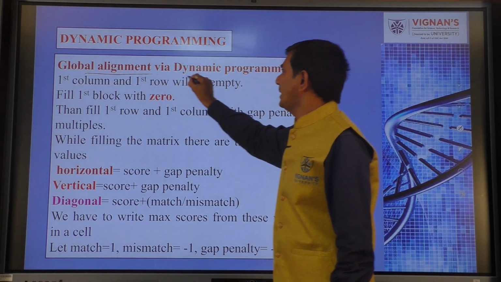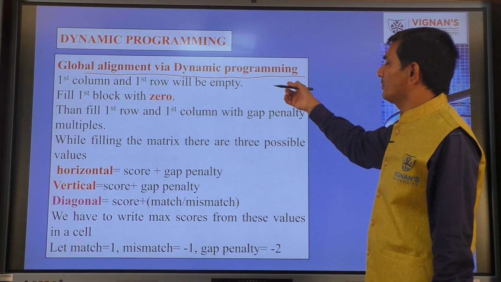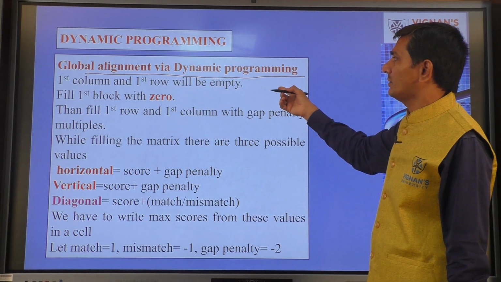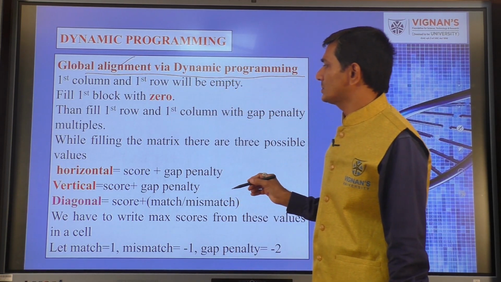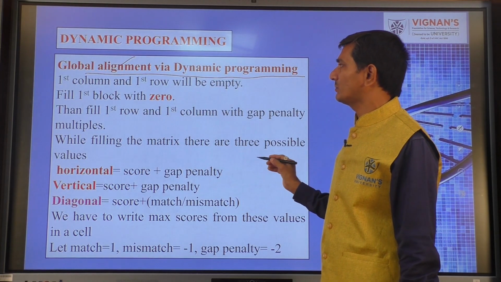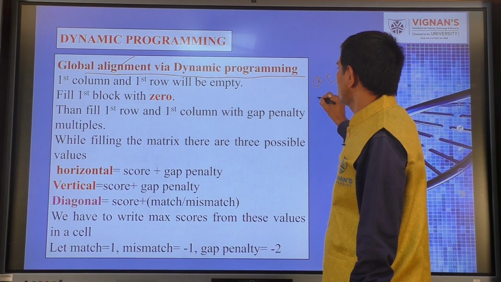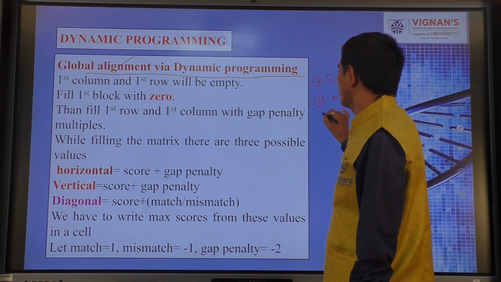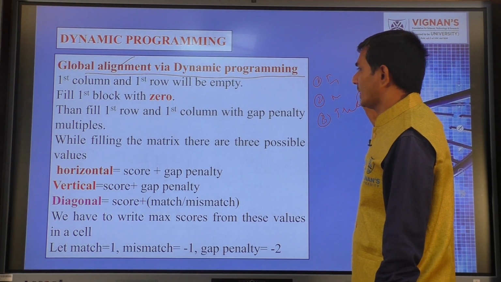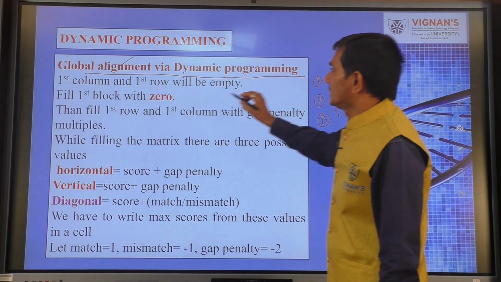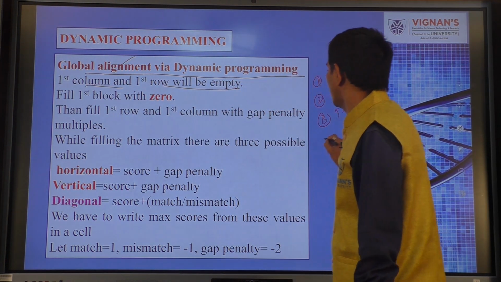Global alignment via dynamic programming. As we discussed in the previous slide, dynamic programming is defined as alignment of a pair of sequences either globally or locally using the Needleman-Wunsch algorithm or the Smith-Waterman algorithm. The first step is initialization, the second is matrix filling, and the last is the traceback step, where we align sequence 1 with sequence 2. The first column and first row will be empty, which we call the origin.